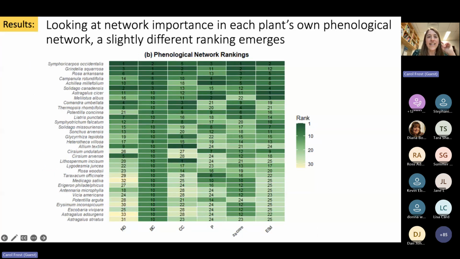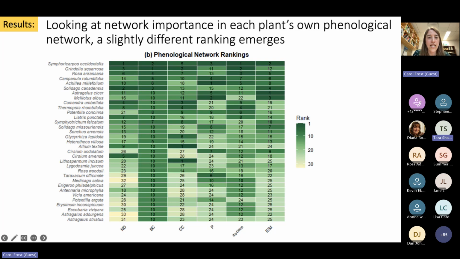Okay, so this was all interactions pooled together across the season. Looking at network importance in each plant's own phenological network, which means creating a network of just the interactions that each one plant species was blooming for. So it's not pooling together all the interactions across the season, some of which wouldn't actually occur at the same time. So this is more of a temporal parsing to create networks and then calculate a plant's importance in its own network. A slightly different ranking emerges, but Symphoricarpos occidentalis and Achillea millefolium are close to the top again. Same with Rosa arkansana that we saw in the preference stuff.